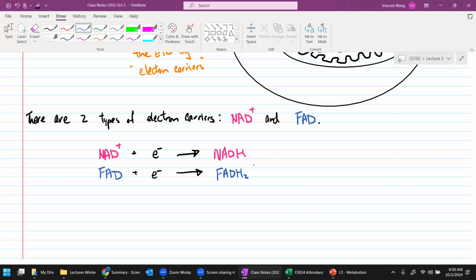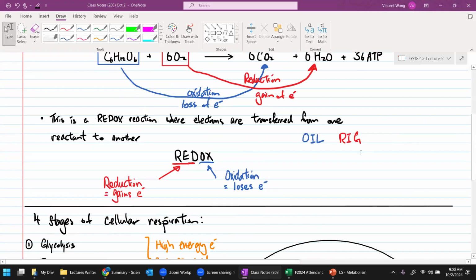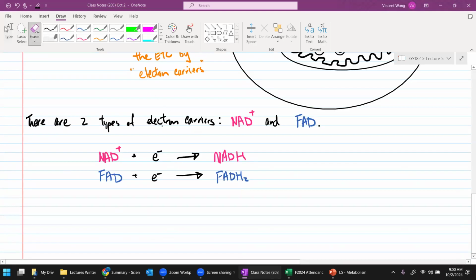Good. Yes. Anyone else? Oxidation or reduction? Good. This is reduction because remember OIL RIG, right? Reduction is gain. If you gain electron, you are reduced. Okay? So here, because the NAD plus and the FAD are picking up the electron, these are reduction reactions. Okay, so this is reduction.